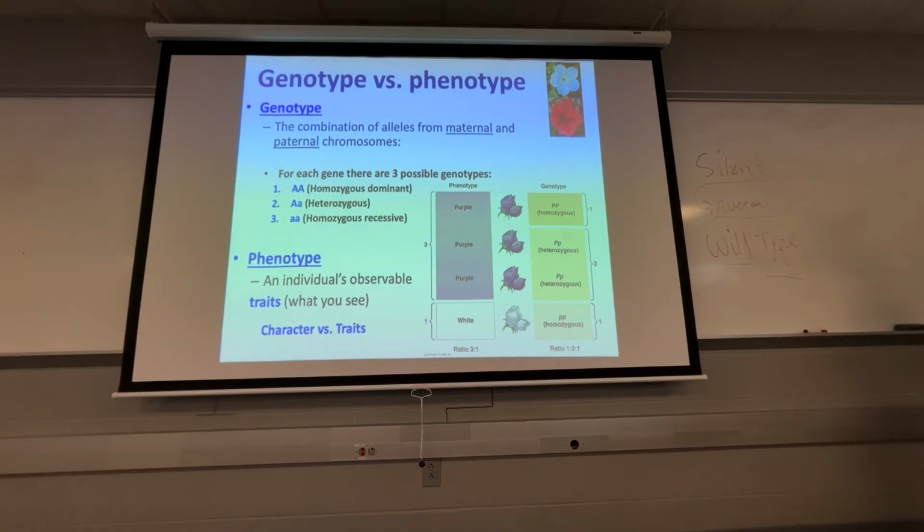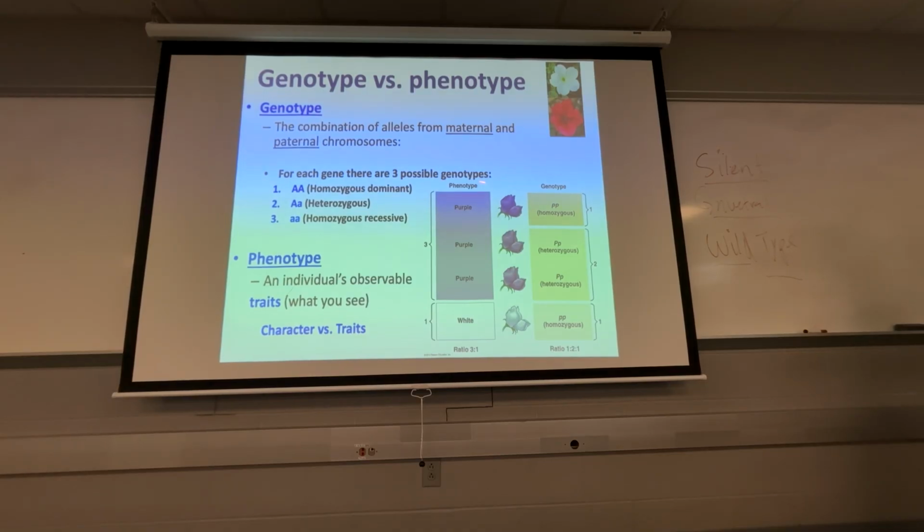Now these genotypes will appear as a trait, or what you see. And those traits are called phenotypes. So trait equals phenotype. Character is what you're coding for. Flower color, height, eye color, hair color. Those are characters, and you have different traits or different versions of those characters, which we call phenotypes.